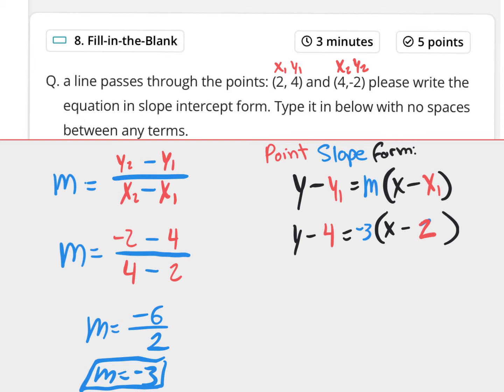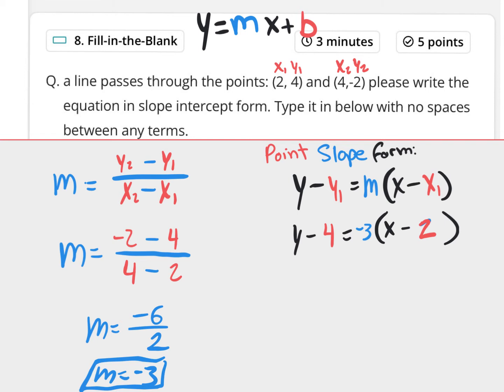So let's check and see what form they wanted it in. Sometimes they'll ask you for point-slope form, and you'll be done. That's your answer right there. But right here it says, please write the equation in slope-intercept form. Guys, I can't emphasize how important reading instructions are. Don't type it in point-slope form. It's going to be incorrect. They're specifically asking for slope-intercept form. And what is slope-intercept form? It's y equals mx plus b.